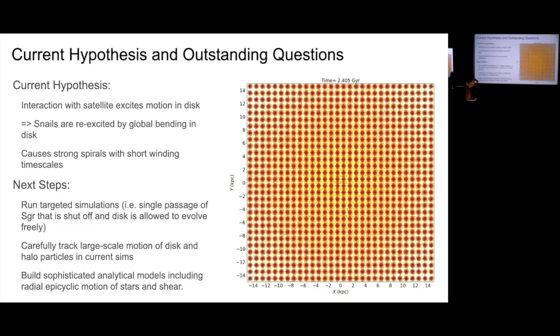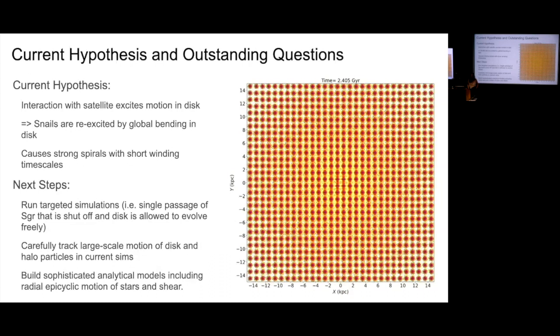So that means that probably there's something else going on when we are hypothesizing that there is this global bending of the disk that is happening at a time scale which is nearly equal to the vertical oscillation time scale of the star. So that's a few hundred mega years. And that is what is probably causing these snails. But how does that connect to the initial passage of SAG?